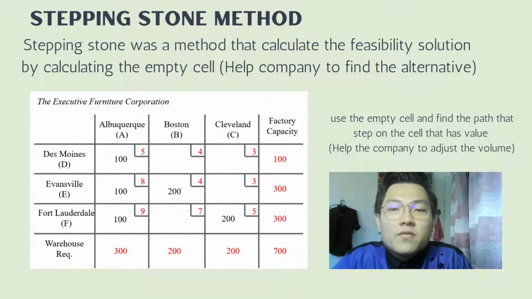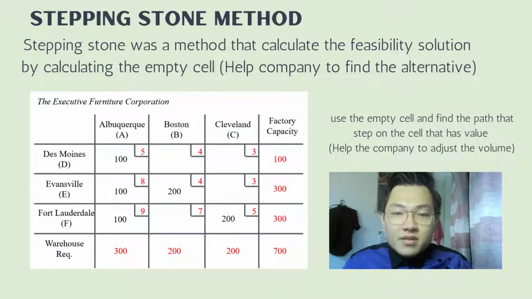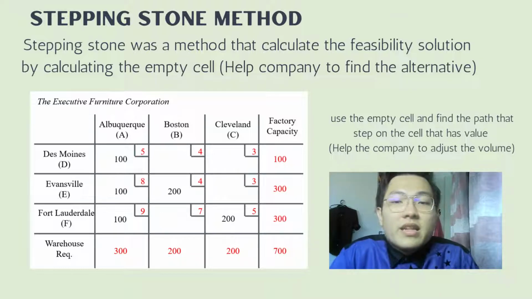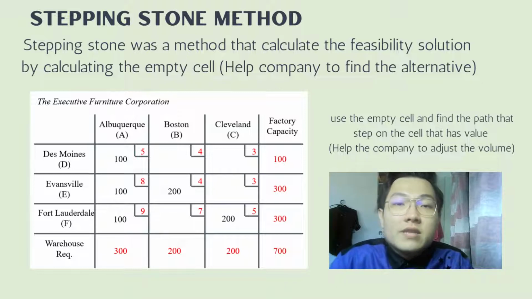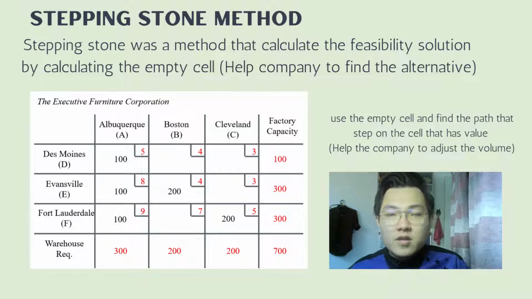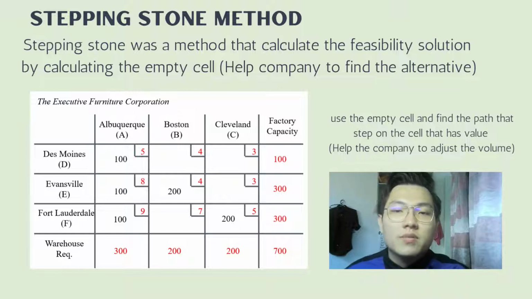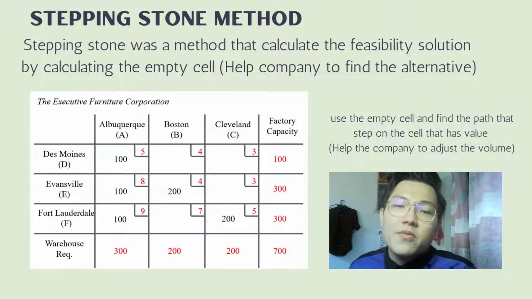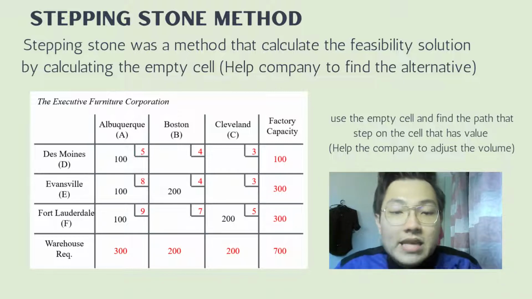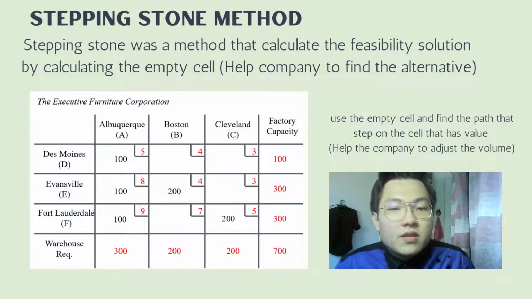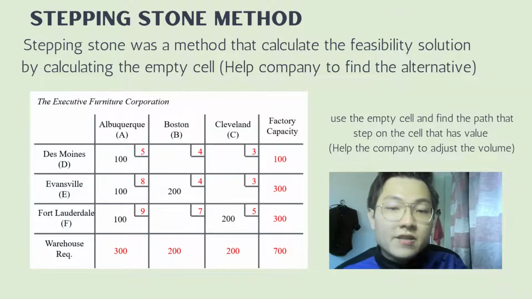And this is one of the methods to calculate it, and this method can help companies find the alternative transportation cost that can reduce the transportation cost in the whole process of operation management, and this will help the company to increase the profit. And from here we can see the example of the Executive Furnitures Corporation.